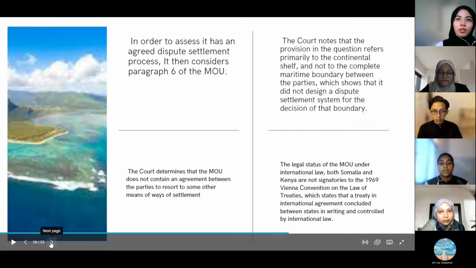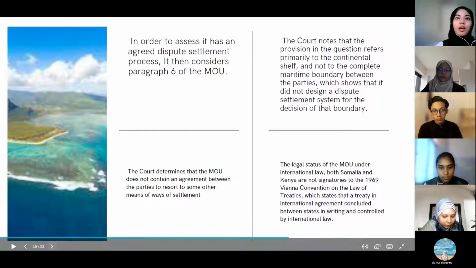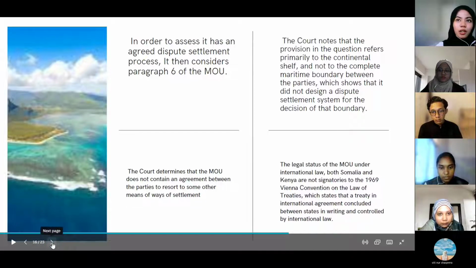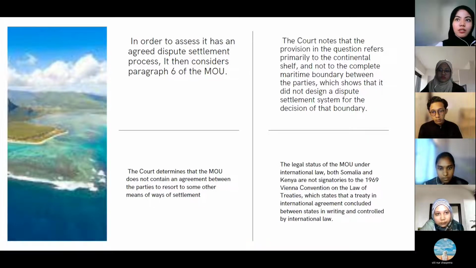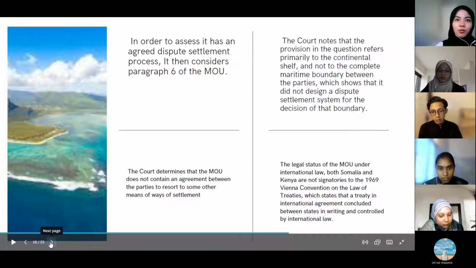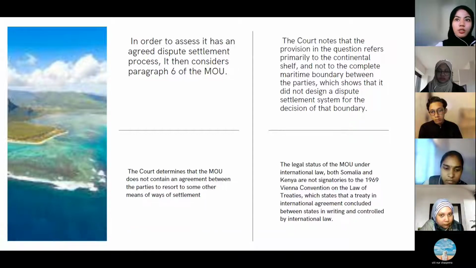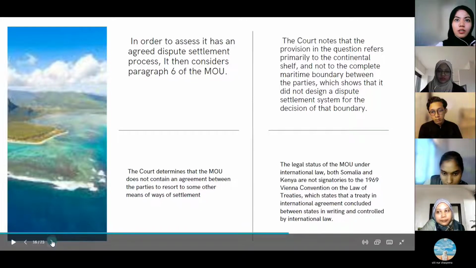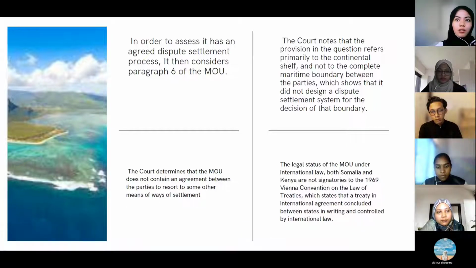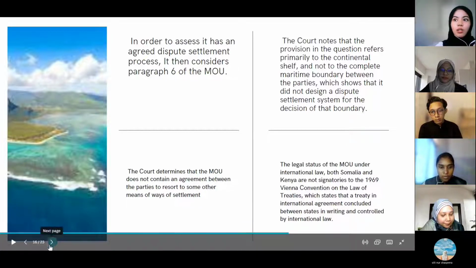The court determines that the MOU does not contain an agreement between the parties to resort to some other means or ways of settlement. The legal status of the MOU under international law: both Somalia and Kenya are not signatories to the 1969 Vienna Convention on the Law of Treaties, which states that a treaty is an international agreement concluded between states in writing and governed by international law.